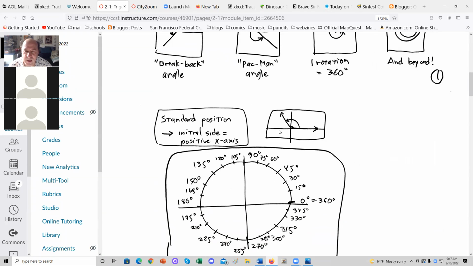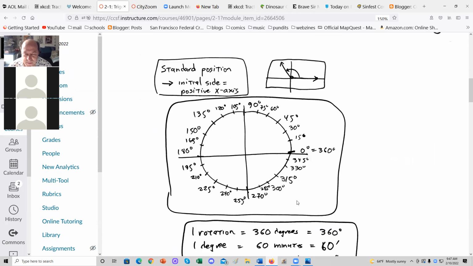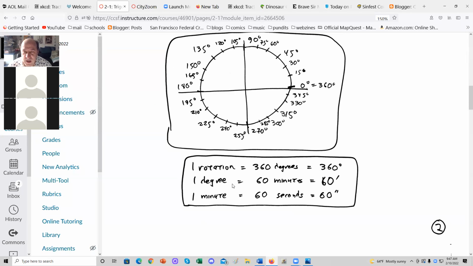We usually put the angle in what's called a standard position, where the initial side is the positive x-axis and it rotates to the terminal side. Here it's 0 degrees, 15, 30, 45, 60, 75, 90, 105, 120, 135, 150, up to 180, from there up to 270, and from there back to 360 degrees, which is the same as 0 degrees. One rotation is 360 degrees.